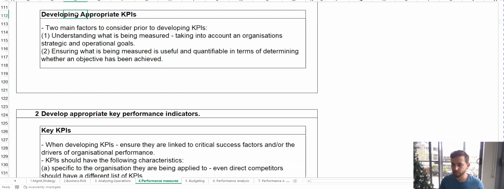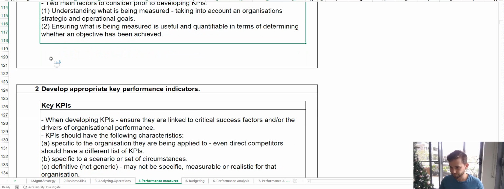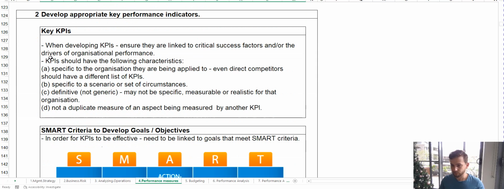So, developing appropriate KPIs. There are two main factors to consider prior to developing KPIs. Number one, you need to understand what is being measured, so you need to take into account an organization's strategic and operational goals. Number two, you need to ensure what is being measured is useful and quantifiable in terms of determining whether an objective has been achieved.